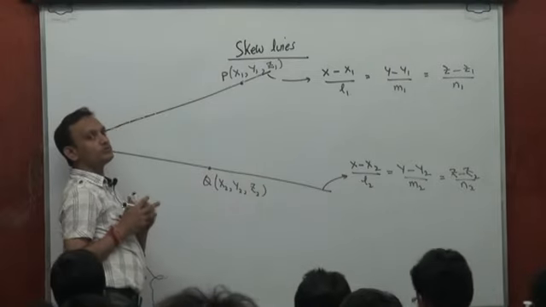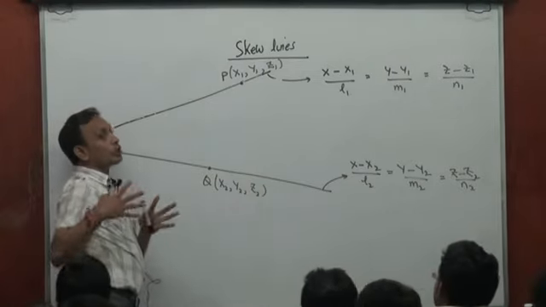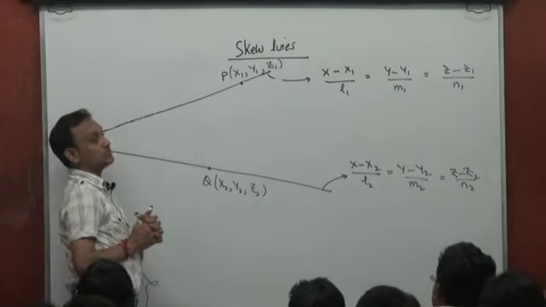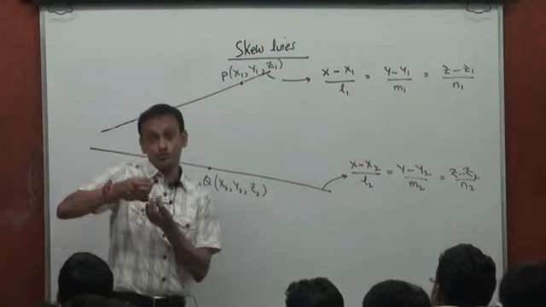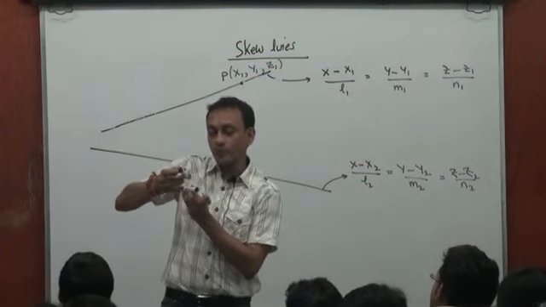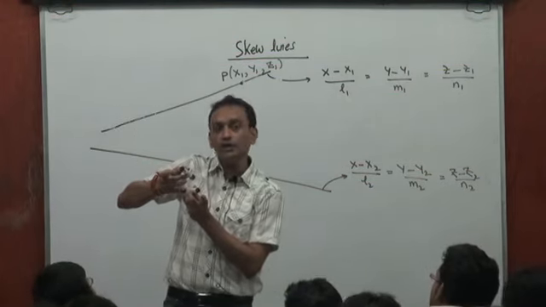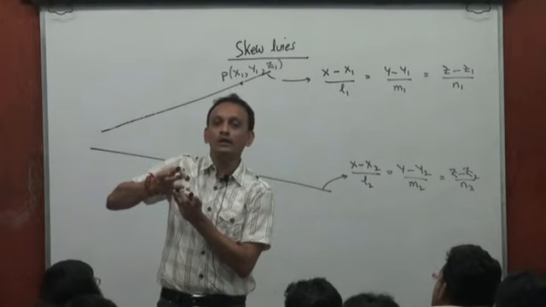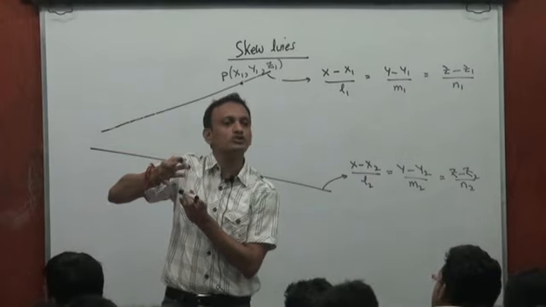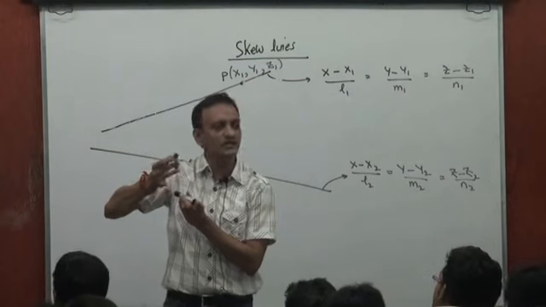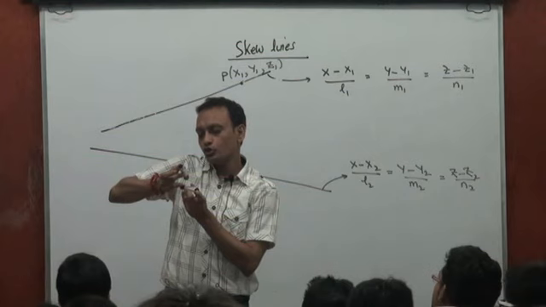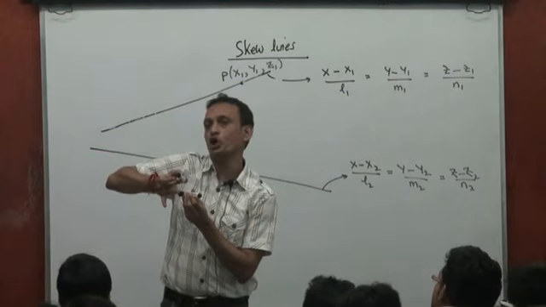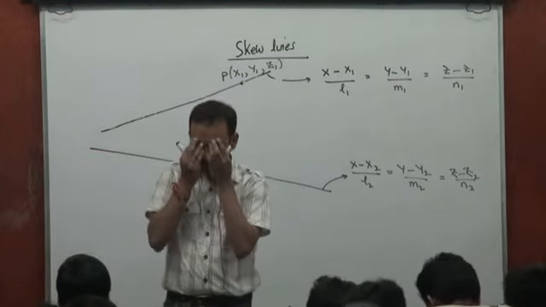And I want to be able to find the shortest distance between the two lines. These are two skew lines. If I select one point on this line and another point on this line, the distance between them would be different for different pairs of selection on the two lines. I now want to be able to find the smallest distance between the two lines, the shortest distance between the two lines.